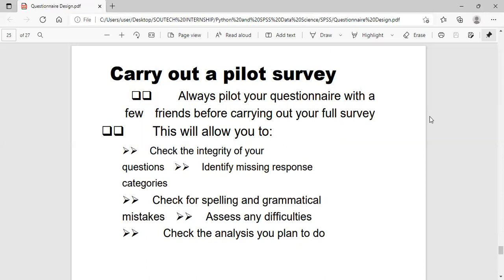So that's how a pilot survey works. Now, always pilot your questionnaire with a few friends before carrying out your full survey. This is very important. This will allow you to check the integrity of your questions. Do these questions make them want to lie? Or does it make them want to say the truth?